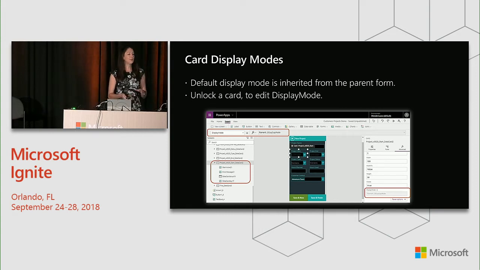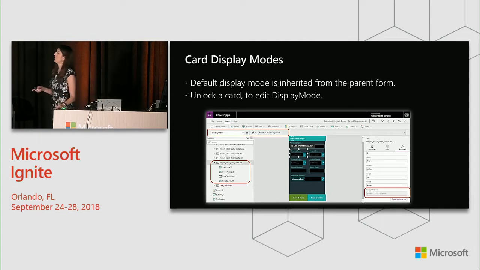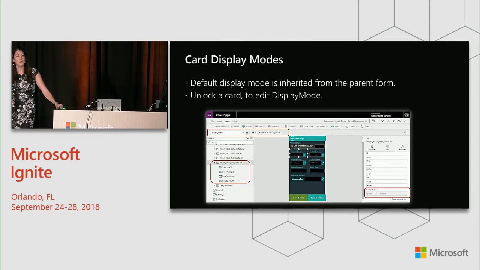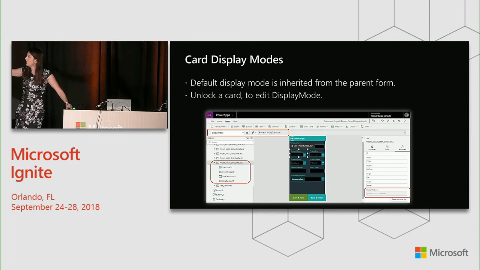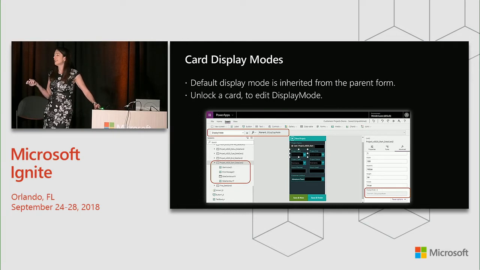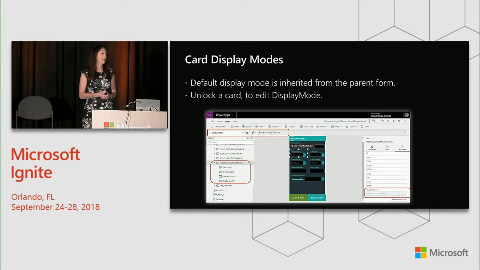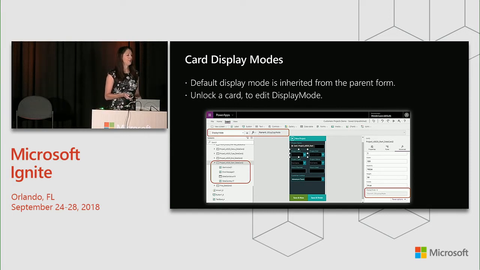So the default display mode is inherited from the parent form, but you can unlock a card if you want to edit the display mode. This is why I wanted to explain the parent-child concept to you, because when you start needing to do logic on your specific fields in the form, each card is going to have this default of the parent display mode. So it helps to understand what the parent display mode is to be able to do logic on it. So I can unlock a card. You can see the parent.display mode is over on the right in the advanced properties of this particular project start card that I've selected.